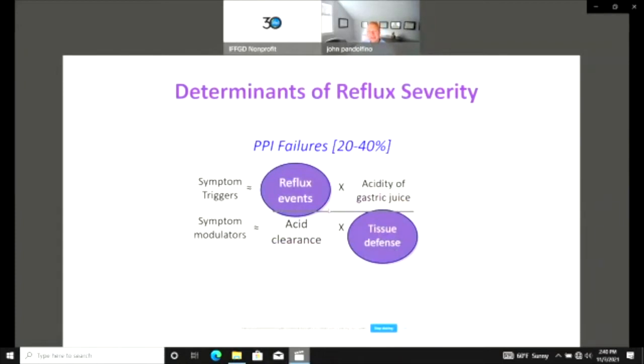The problem with that is that a lot of people do fail proton pump inhibitors. And the reason why they fail the proton pump inhibitors is that maybe their symptoms are not related so much to the acid as it is to the reflux of the gastric juice. Because even if you reduce the acidity of the gastric juice, the refluxate is still pretty nasty, and it certainly can still injure the throat and the lungs.